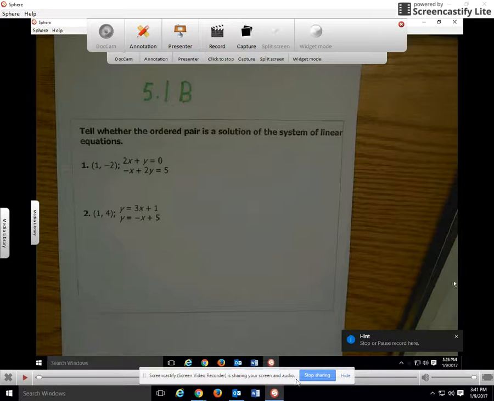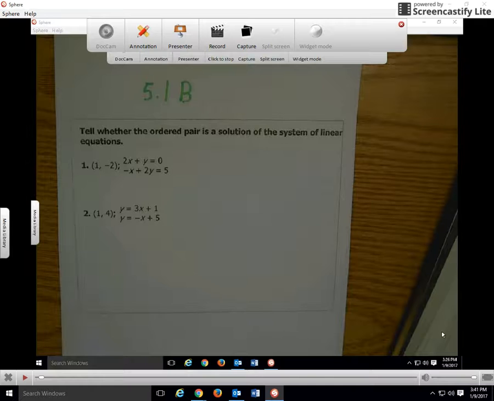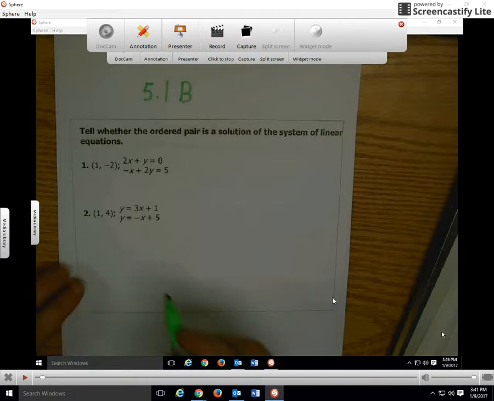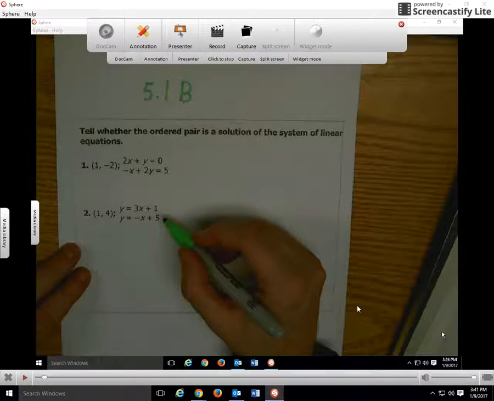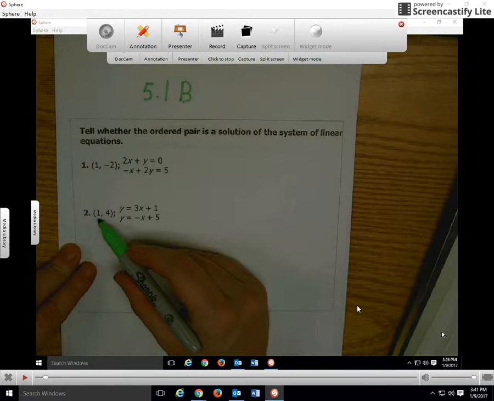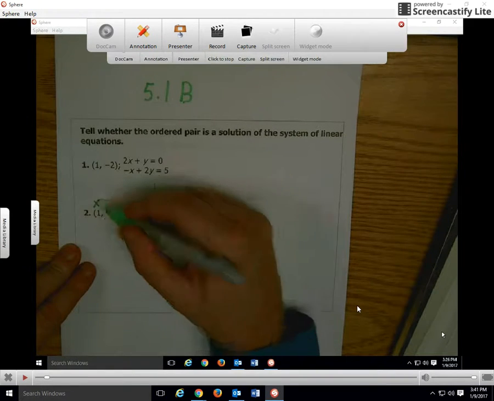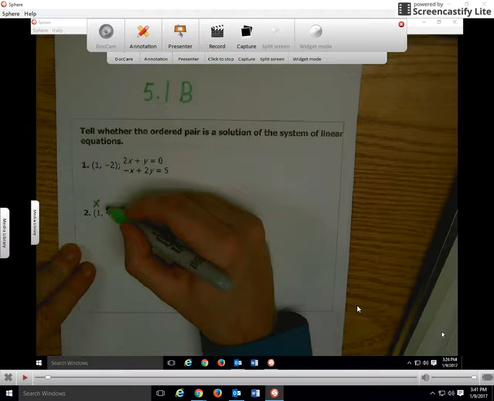So just a quick review, we're going to be able to tell if this ordered pair is a solution of a system of linear equations. So this is just a review, so we'll do it quickly. Remember that the first ordered pair is the x, the second is the y.